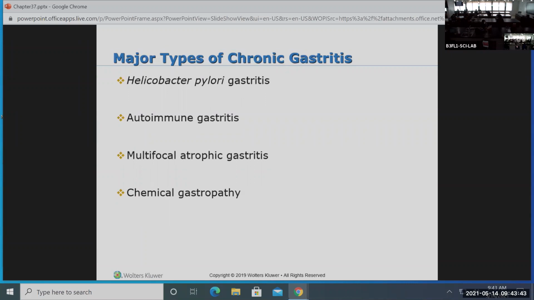We already mentioned that for chronic gastritis, the causative agent is Helicobacter pylori. Please highlight and remember. There are other causes like medication, alcohol, and autoimmune, multifocal atrophic gastritis, some chemical gastropathy, which I'm not worried about. Please remember the most common causes right now: the bacteria, maybe my alcohol, maybe I'm taking medication. That might also cause chronic gastritis.